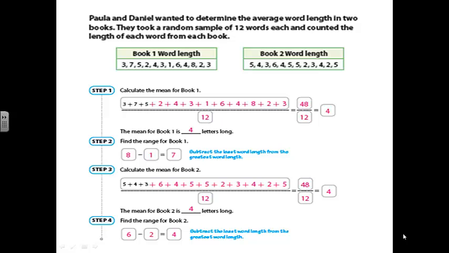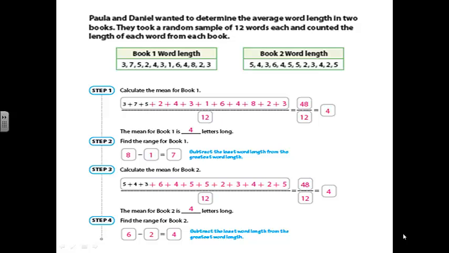We find the mean of the word lengths in book 2. So we add all the data together again, and again they used 12 words that they counted how many letters were in the words. They added all of that across and divided by 12. Book 2, when you added all of those letters together, you got 48, divided by 12. So the mean for book 2 is 4 letters long, as it was for book 1.